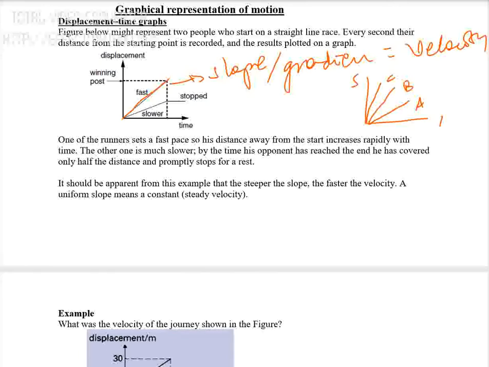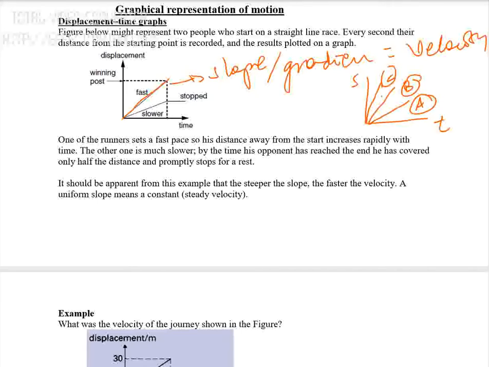This one is a displacement-time graph. Therefore, the faster one is the one that is steeper to the y-axis. Therefore, C is faster than B and A, and B is also faster than A. Therefore, from these three, which one is slower? A is slower because it's not steeper to the y-axis.